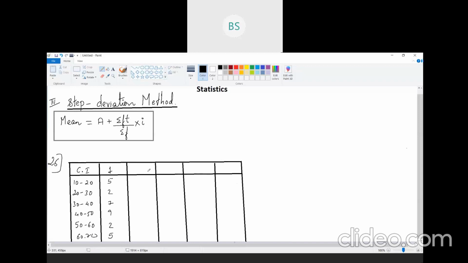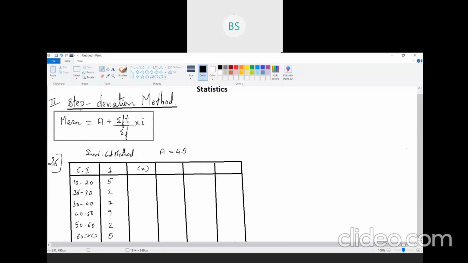Here they have told us to find the mean by shortcut method. They have mentioned in the question that we have to use shortcut method, and they have also mentioned what the assumed mean should be. So we go by shortcut method and assumed mean, that is a equal to 45. Now first we will find out class mark, that is x.